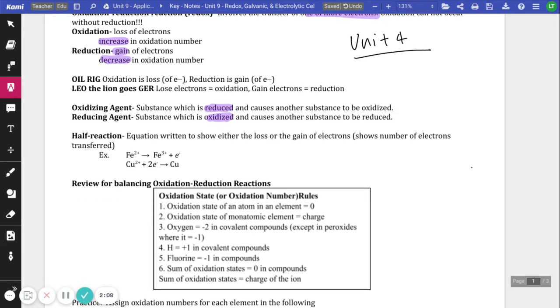All right, and then if you remember, we use the half reaction method to balance redox equations. This is really going to be something we use a lot more in this unit, those half reactions. These are just reactions that show either the loss or gain of electrons. It shows us the number of electrons transferred.